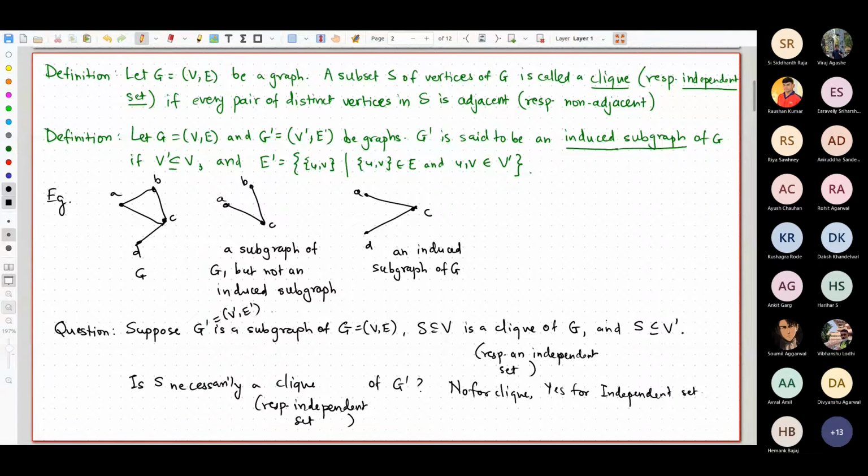What we are interested in right now is induced subgraph. So suppose I change the question and ask, suppose G prime is an induced subgraph over here. Now, what is the answer? Both yes. In both cases, yes.